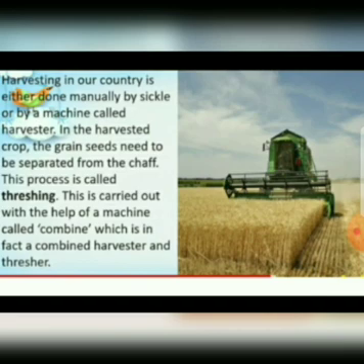In the harvested crop, the grain seeds need to be separated from the chaff. This process is called threshing, where the chaff is separated and the grain is separated. This is carried out with the help of a machine called a combine. So which machine is used for threshing? Combine, which is in fact a combine harvester and thresher.